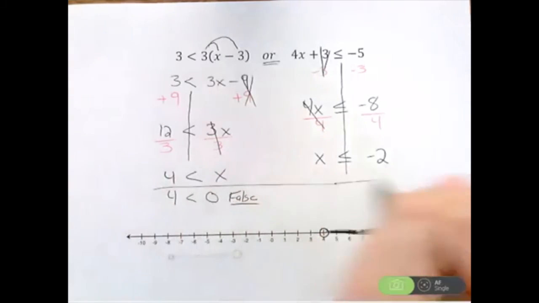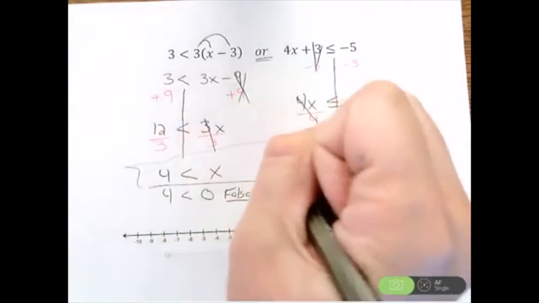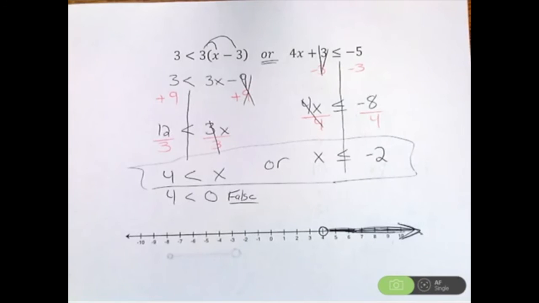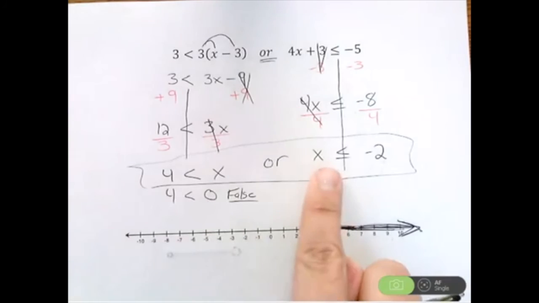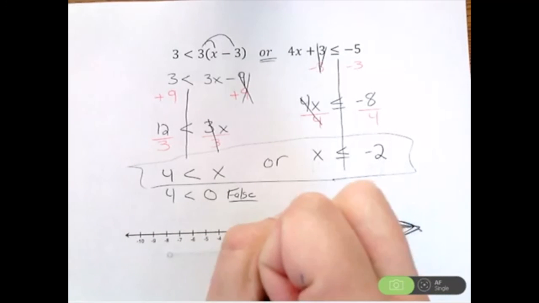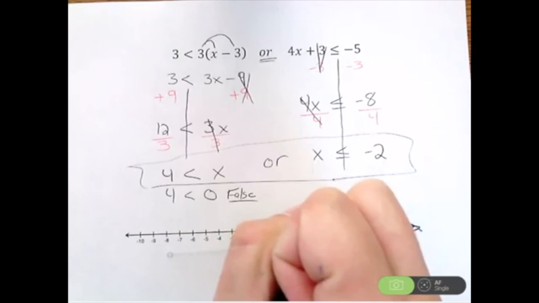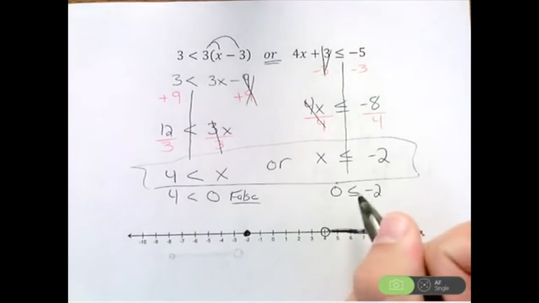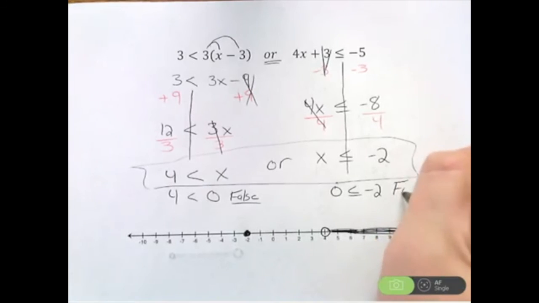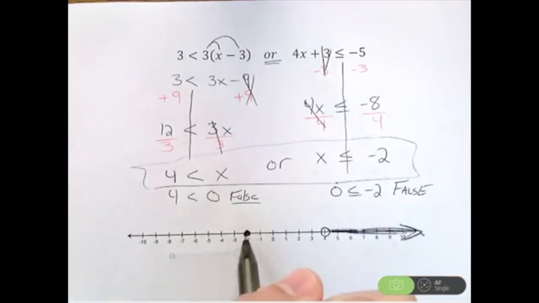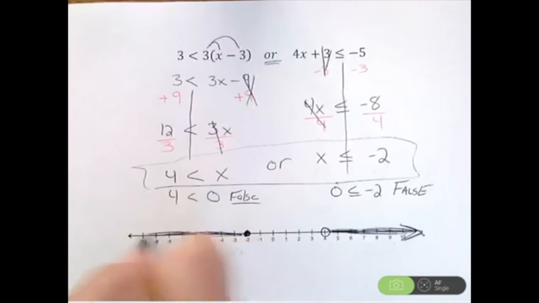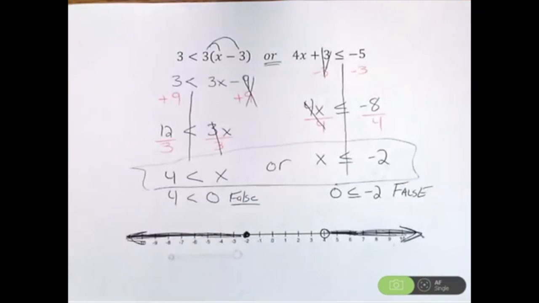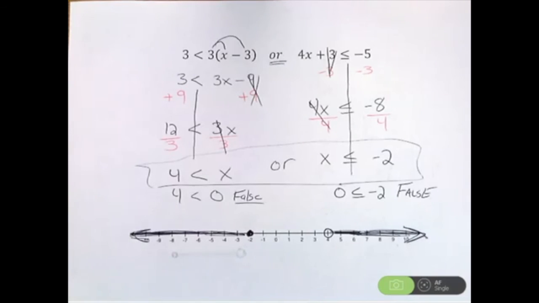So my solutions here are these two pieces right here. 4 is less than x, or x is less than or equal to negative 2. So I'm going to go to negative 2, closed circle. I can plug in 0 to test. 0 is less than or equal to negative 2. That is false. So we go away from 0, which is to the left. And that was solving compound inequalities.